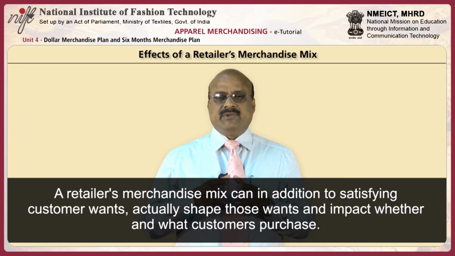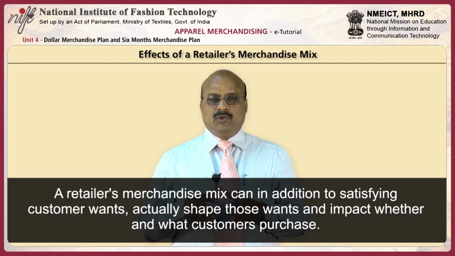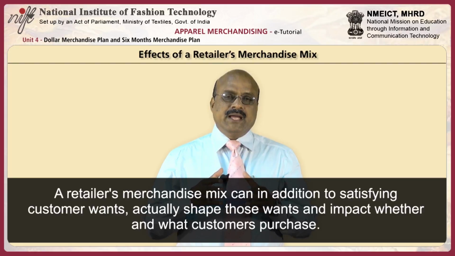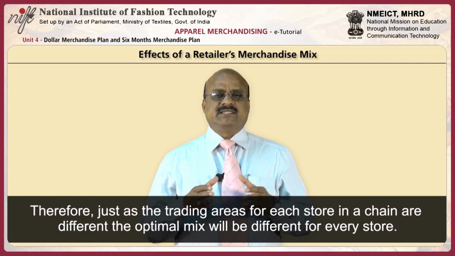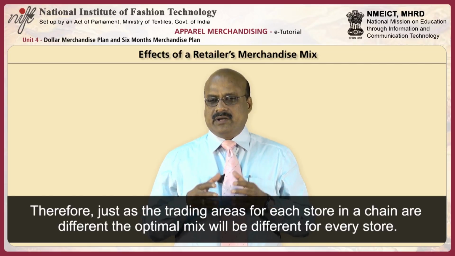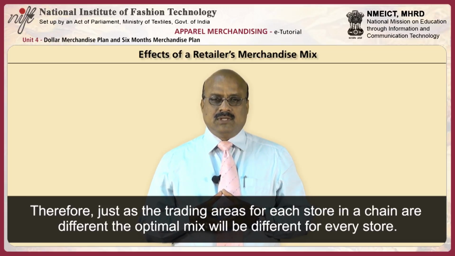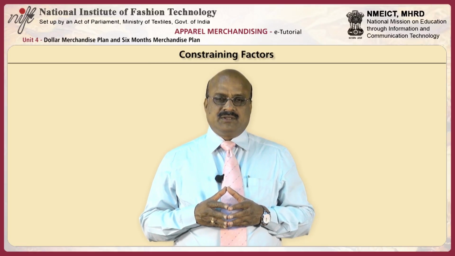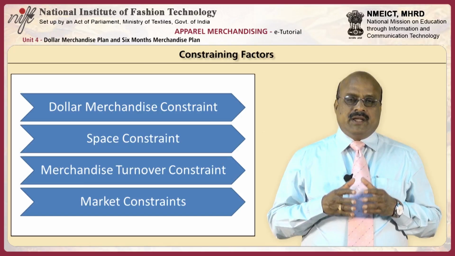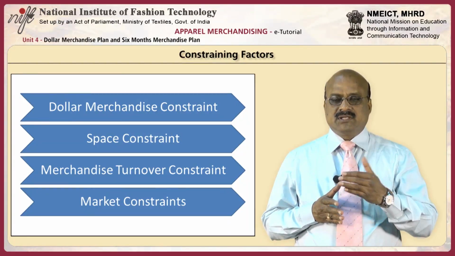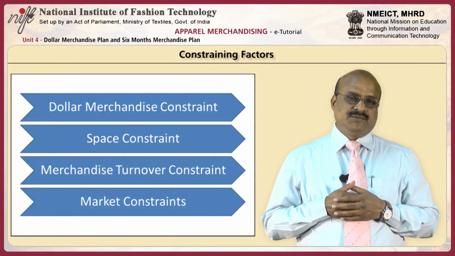A retailer's merchandise mix can, in addition to satisfying customer wants, actually shape those wants and impact whether and what customers purchase. Therefore, just as the trading areas for each store in a chain are different, the optimal mix will be different for every store. There are four constraining factors that influence the design of the optimal merchandise mix. They are dollar merchandise constraint, space constraint, merchandise turnover constraint, and market constraints.